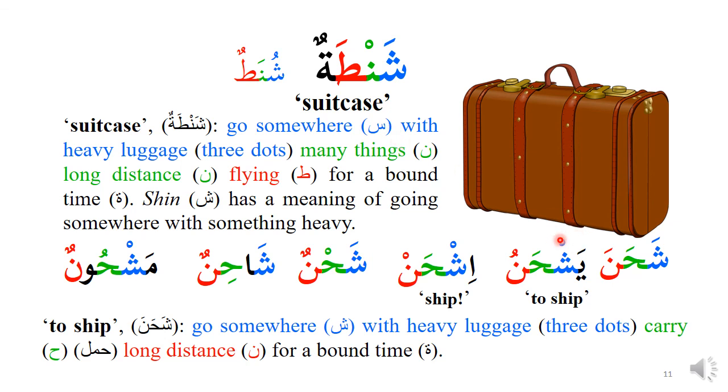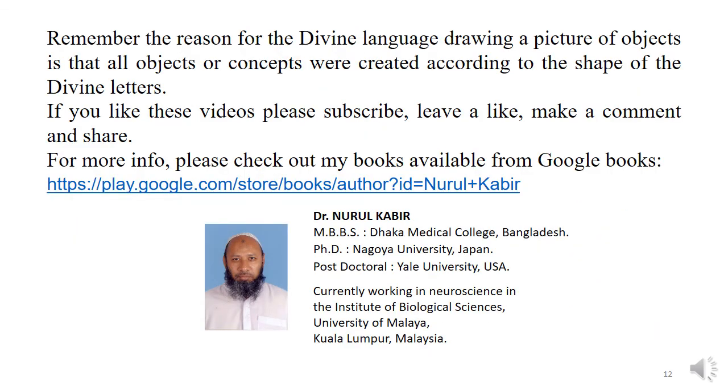And similarly, you can see shahana, it means to ship. So again, seen, you can see the water, sara, to go somewhere on the water with a heavy load, the three dots, and then ha is hamala, carry, and noon is long distance. So it's very easy. You understand the concept of shipping something. Shahana yashhanu would mean to carry something long distance, something heavy. So remember, the reason for the divine language drawing a picture of objects is that all objects or concepts are created according to the shape of the divine letters.